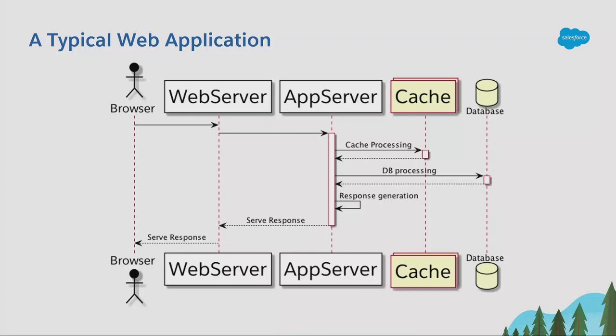So this is a topology of a typical web application. You have a web server on the front, which is hosting the URL or the web pages. Then you have an app server behind it, plus all the data stores, which could be the cache and the database. The browser makes a request, which is handled by the web server and delegated to the app server, which does some cache processing, cache population, and then DB processing, DMLs, and then forms a response, which it serves to the web server, which is then sent to the browser.